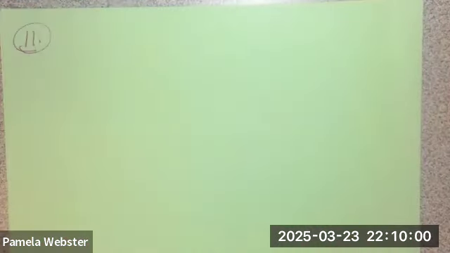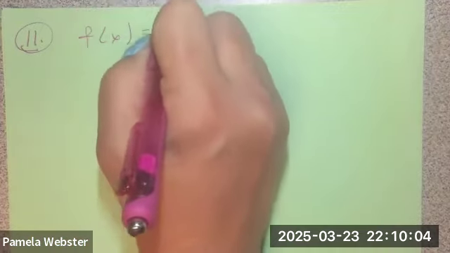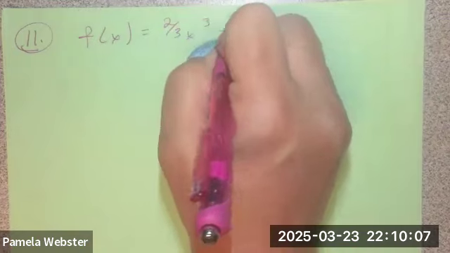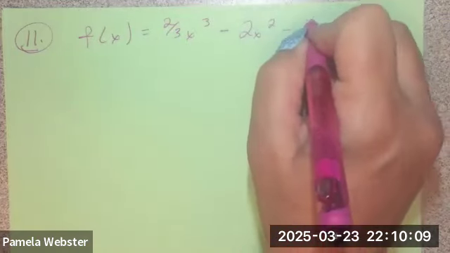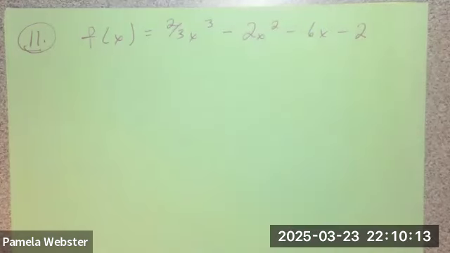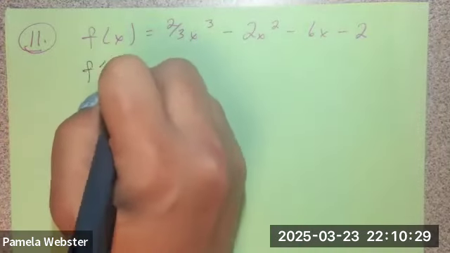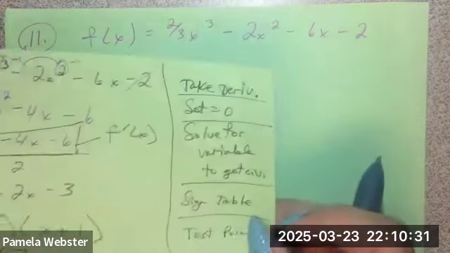But 11 takes it a step farther and says use that same function, 2/3 x to the third minus 2x squared minus 6x minus 2. Use that same function, but it says find points of inflection, intervals where the function is concave up or down. Use the second derivative test. All right. Second derivative test.